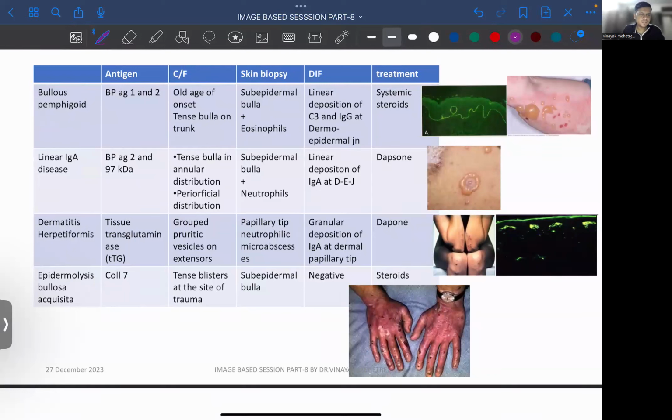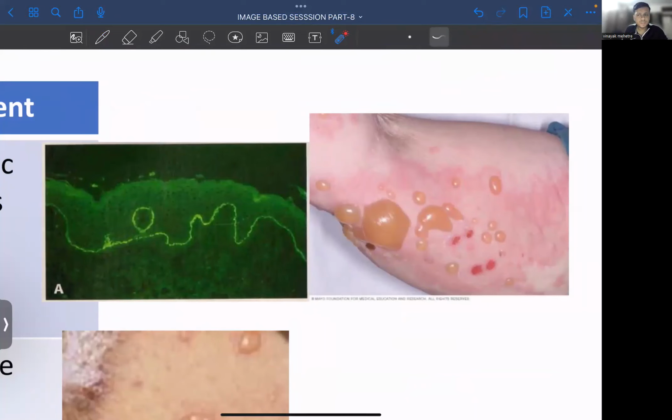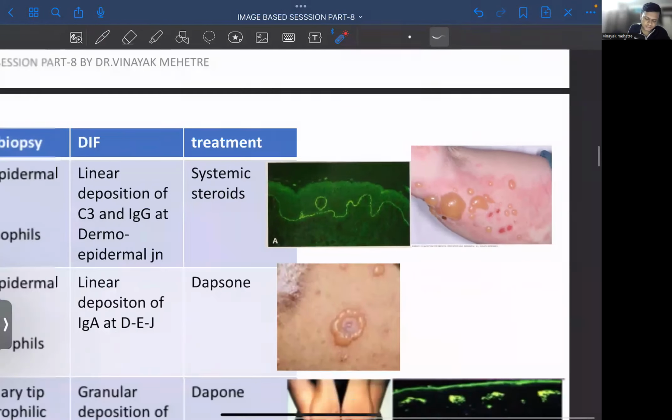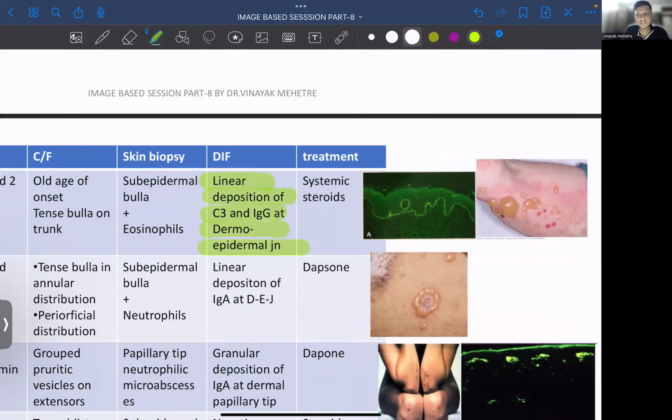Now comes a question with a hint. ठीक है, bullous pemphigoid. Bullous pemphigoid. What you are going to see? A bulla. नाम में ही a bulla with linear deposition. A bulla with a linear deposition is called as bullous pemphigoid. They have to write down this line.